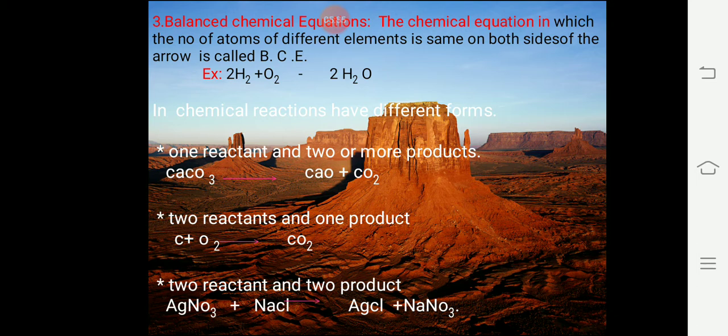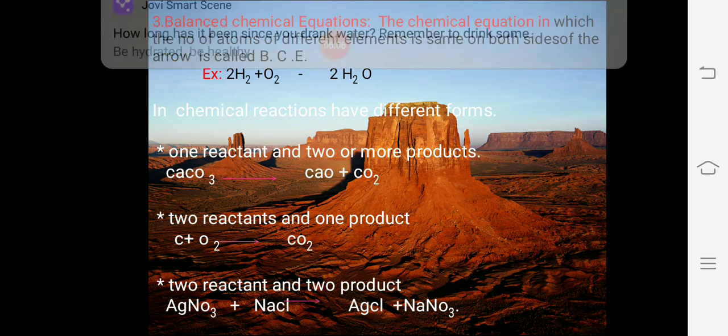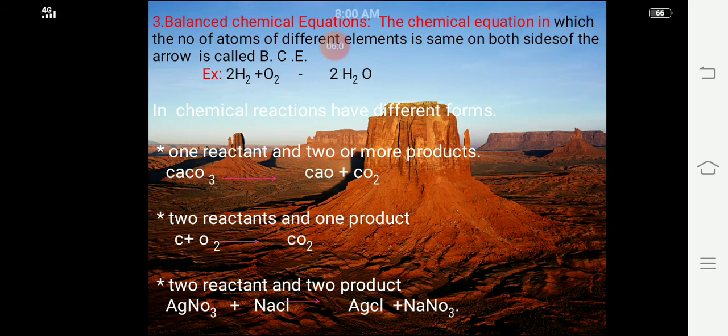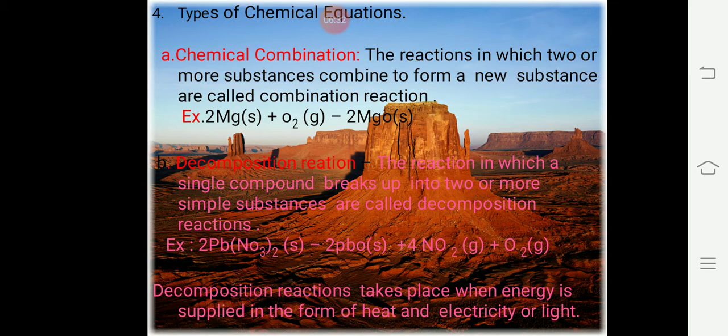Okay. Next, chemical reactions have some different forms. What are they? One reactant and 2 or more products. See here, one reactant splits into 2 or more products. Next one, 2 reactants and 1 product, where 2 reactants combine to form 1 product. Next one, 2 reactants and 2 products. Here the combination of 2 reactants also gives 2 products. These are some different forms of chemical equations.